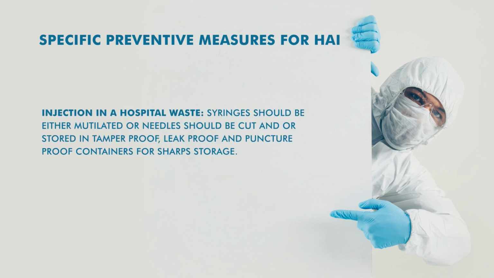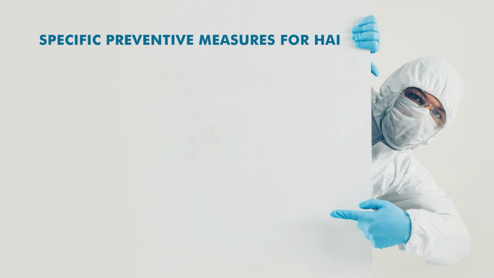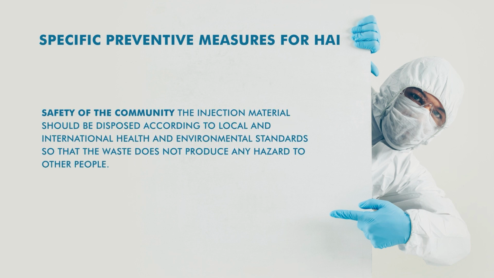Injection waste in a hospital. So the syringes should be either mutilated or the needle should be cut and stored in tamper proof, leak proof, puncture proof containers for the sharps storage, and the safety of the community should be taken into consideration. So the injection material should be disposed according to the local and international health standards and environmental standards, so that the waste does not produce any hazard to the people in the community.